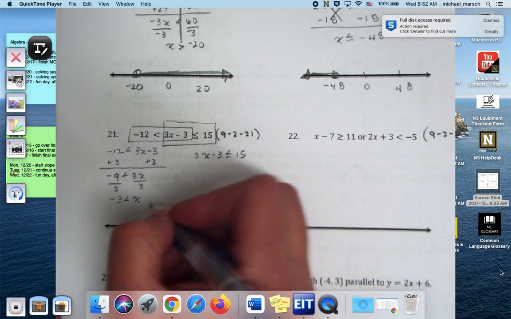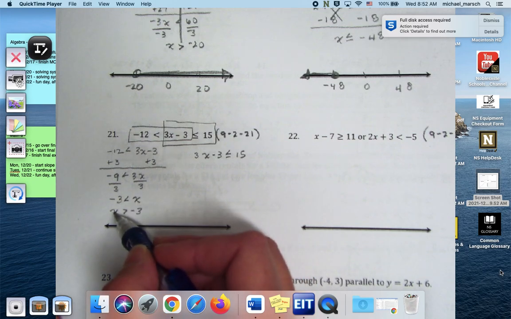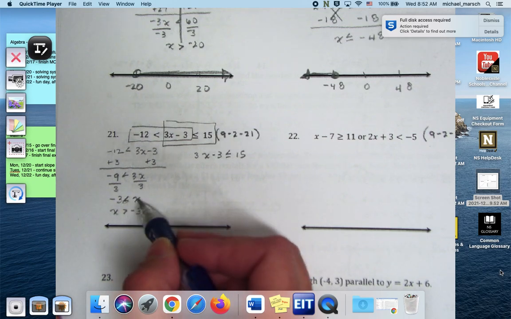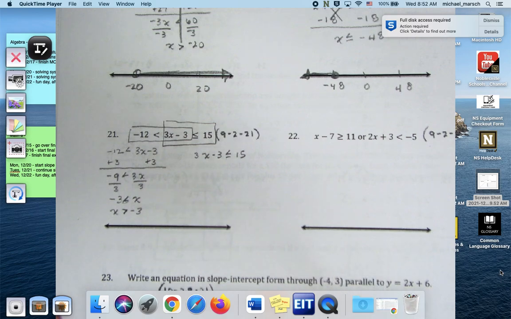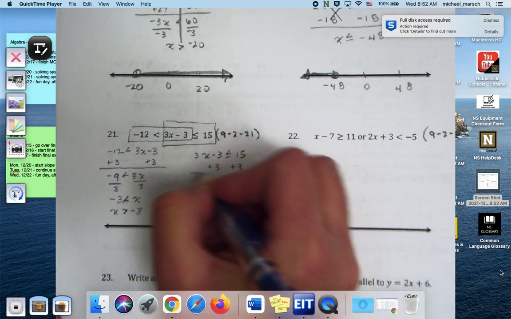I'm going to rewrite this as x is greater than negative 3 because I like to have the x on the left. As long as this opening is still towards the x, I know I've rewritten it correctly. I'm going to add 3 to both sides here.